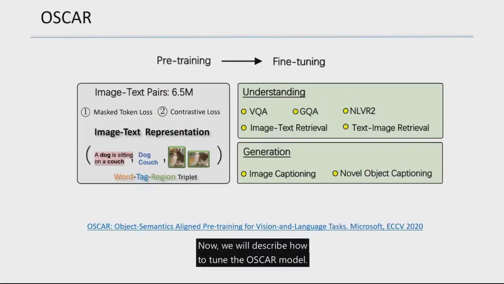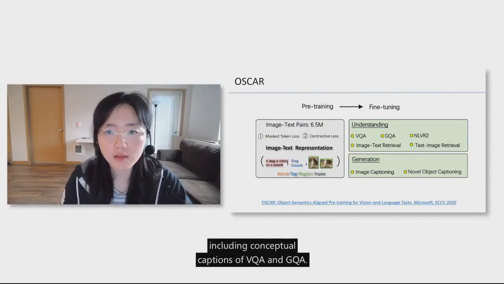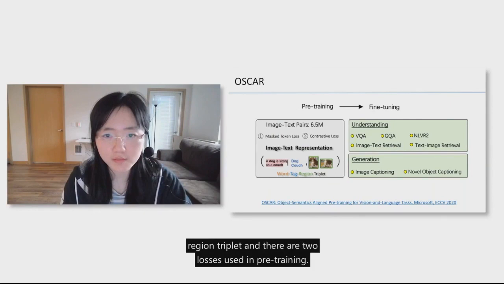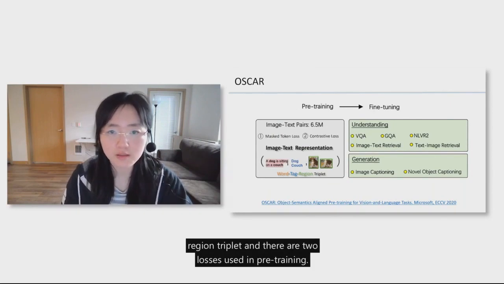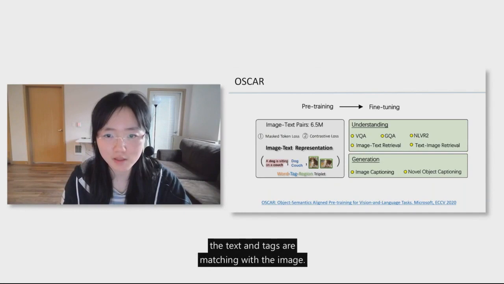And now we will describe how to train the OSCAR model. The pre-training of OSCAR uses 6.5 million image-text pairs. The training data is combined from several public datasets, including Conceptual Captions, VQA, and GQA. The input of the model is a word-tag-region triplet, and there are two losses used in pre-training. The first is the masked token loss to predict the masked token in the text or object tags. And the second is the contrastive loss to predict if the text and the tags are matching with the image.